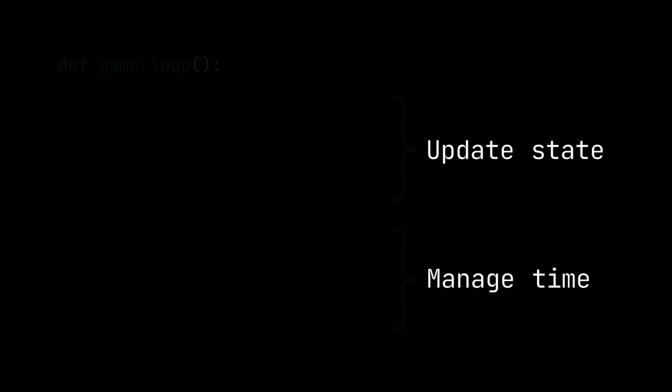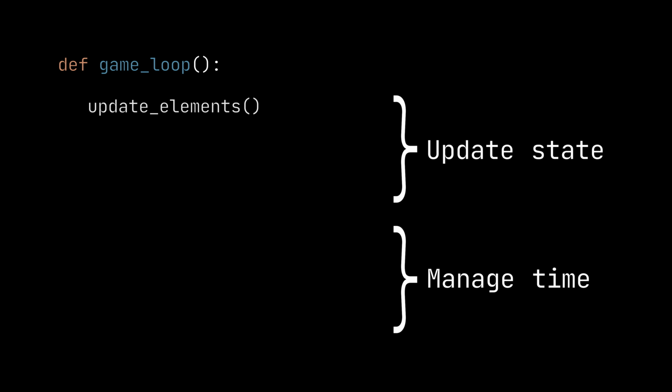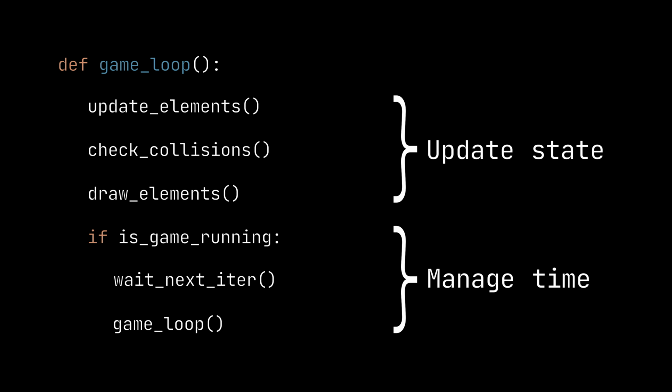In our case, we need a very simple game loop. We need to be able to update the elements of the game, like update the position of the snake, resolve collisions, draw the elements of the game on the interface, and wait for the next iteration. How long we wait between iterations will change how fast the game evolves. So we need to wait for a time that depends on the current speed of the game.